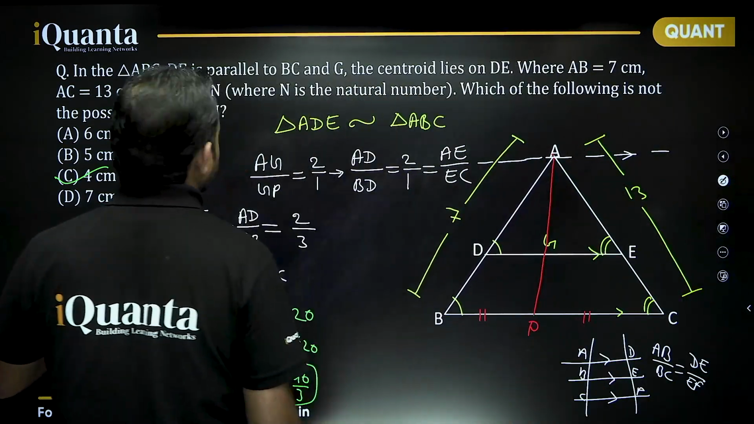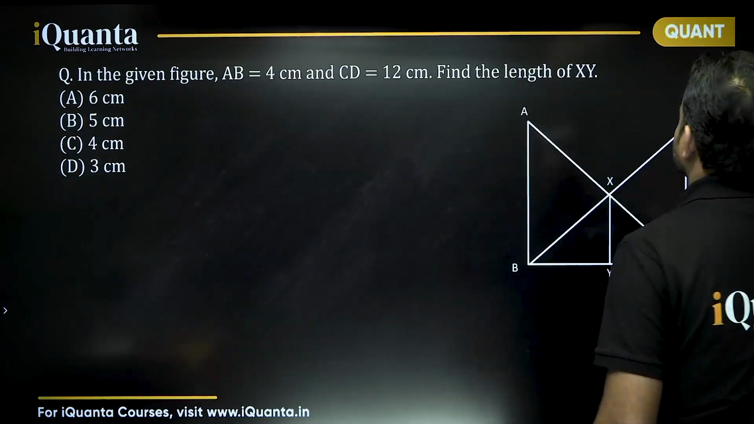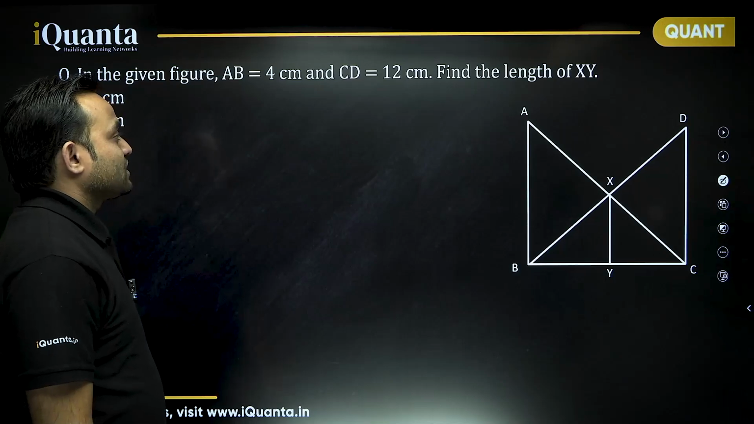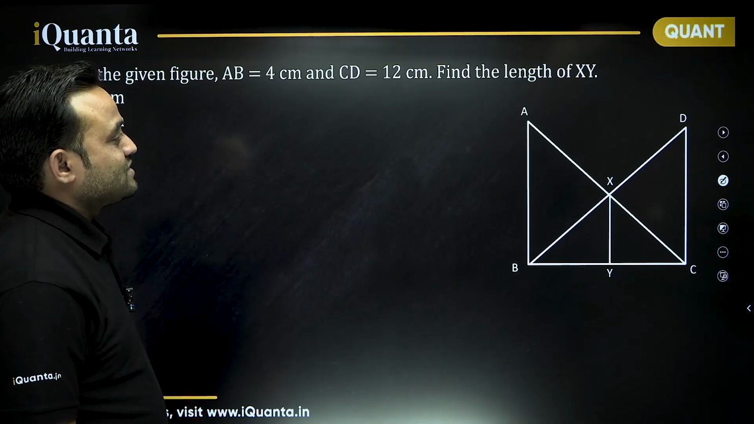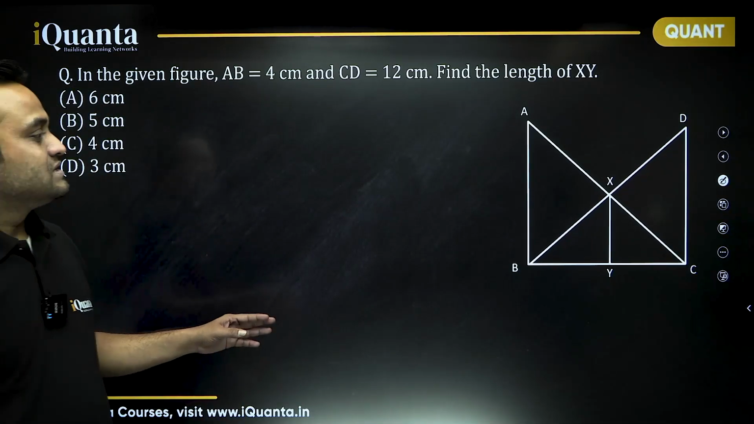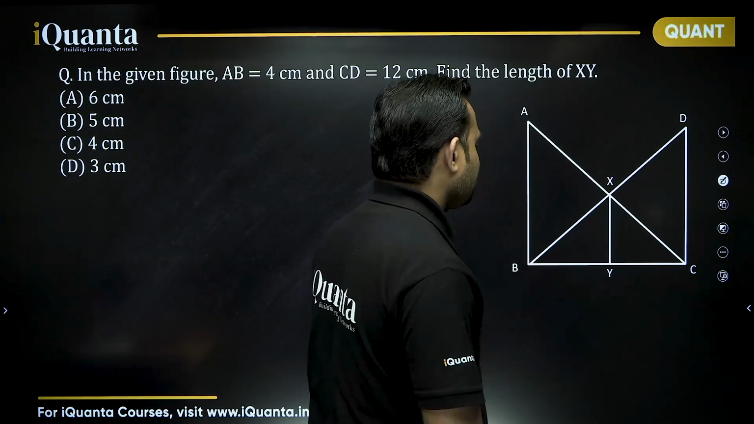Now let's go to the next question. In the given figure, AB is equal to 4 and CD is equal to 12. Find the length of XY. We need to find the length of XY, this length.